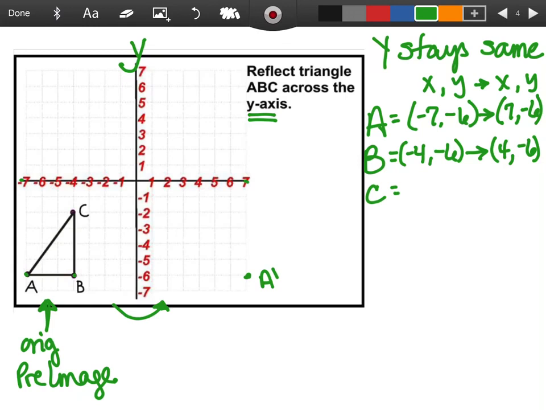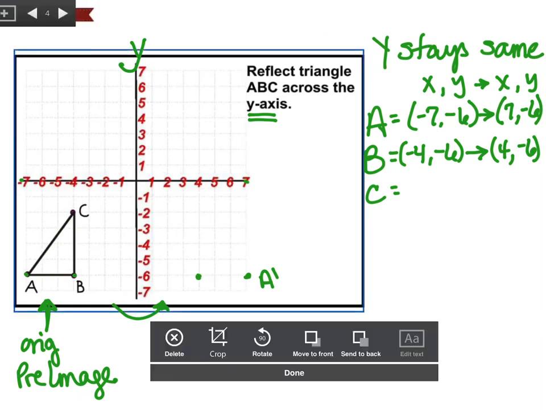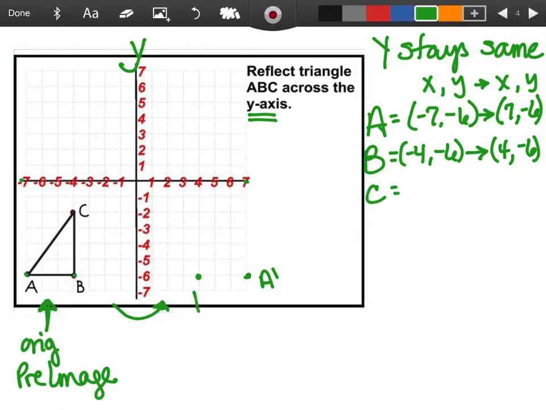Now I'm at 4, -6. So I should be here. This one is B prime. Okay, this is why you label it as you go so you don't get confused. Okay, C is at -4, -2, which again, when I do this over, my 4 changes positive because that is my X value, and my -2 stays the same. So I'm going to go over to 4, down to 2.